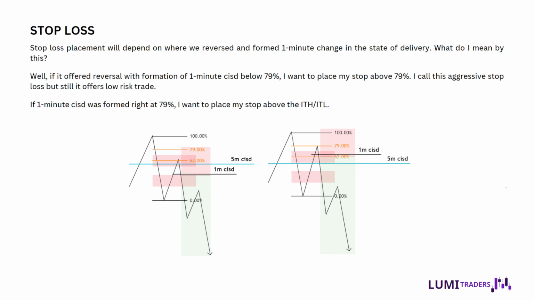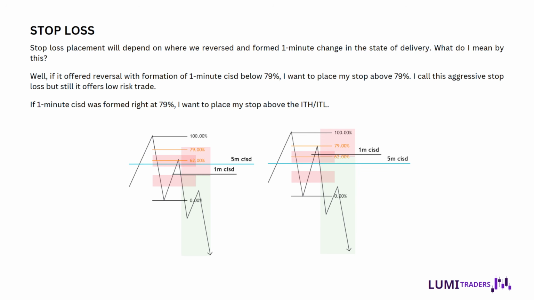Okay, stop loss placement will depend on where we reversed and formed 1 minute change in the state of delivery. What do I mean by this? Well, if it offered reversal with formation of 1 minute change in the state of delivery below 79% of this OTE retracement, I want to place my stop above 79%. I call this aggressive stop loss. But still, it always offers low risk trade.